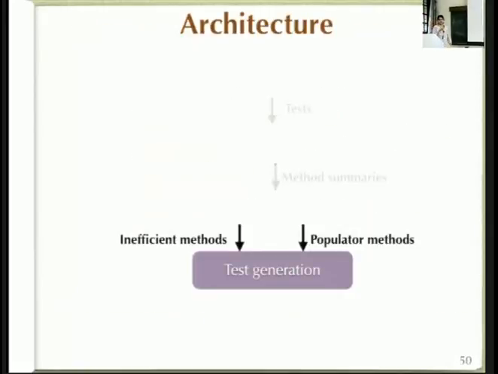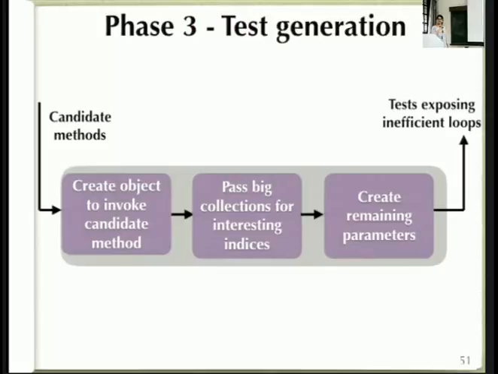Now we have two things, the populator methods and inefficient methods, and we are going to give them to a test generator. The test generator is the final component, where it takes all the information that we collected so far: the summaries that we generated, the call graph, the candidate methods we detected using call graph traversal, the indices we came up with, and the inefficient methods and populator methods. There are three simple phases in this component. We are going to take candidate methods to start with.